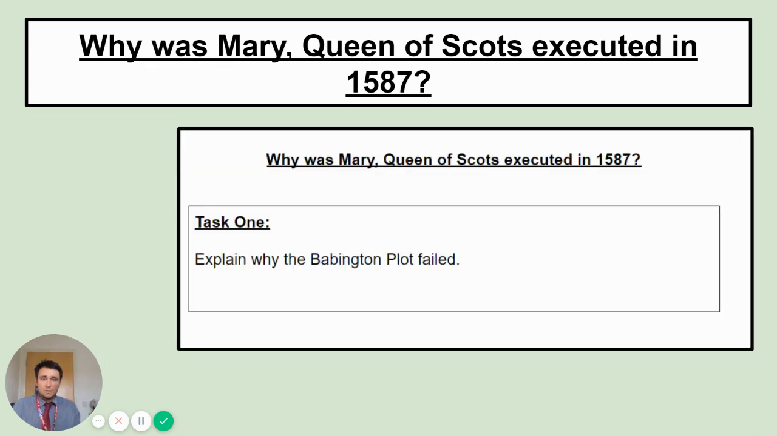So task 1, can you explain to me why the Babington plot failed? Who knew what was going on? What actions were taking place? Think about the letters being read. Why did the code not work? The light green slides will help you here. Pause the video, fill in that worksheet, and then press play to continue.